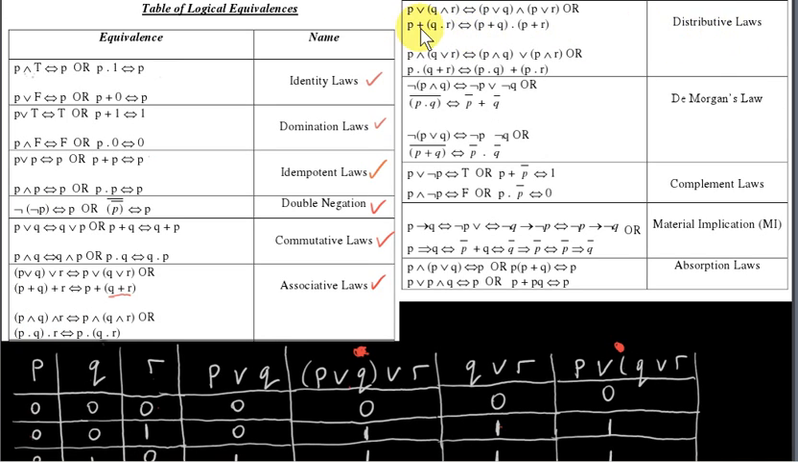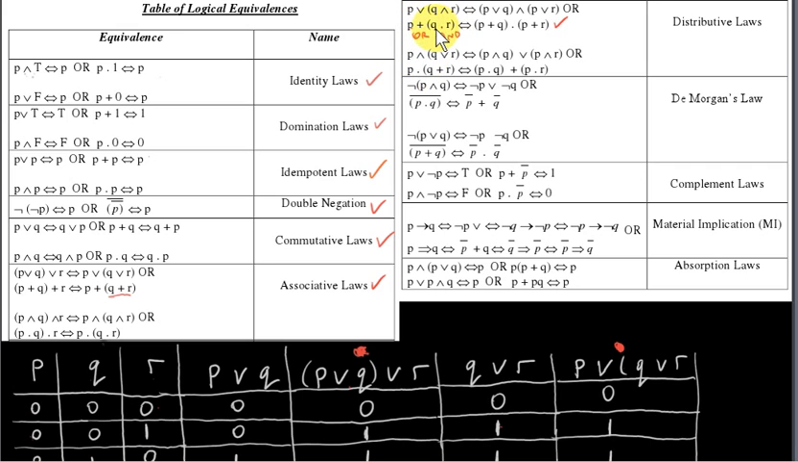The first distributive law, this one here, was proven in an earlier video, so I won't prove it again. It gives the distribution of the OR operator over the AND operator. So P or (Q and R) is equivalent to (P or Q) and (P or R). So we can distribute the P into the brackets here.